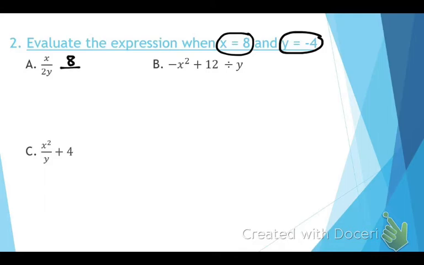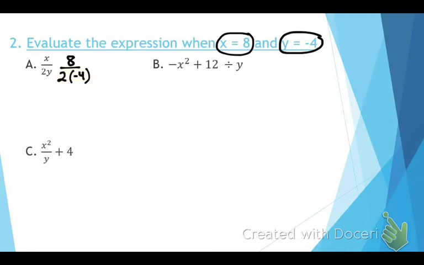Over 2 times y. So what am I going to be writing there? 2 times negative 4. You are correct. Now, it doesn't appear as if there's any work I need to do in the numerator, but there is some work I need to do in the denominator. Hope, what is 2 times negative 4?